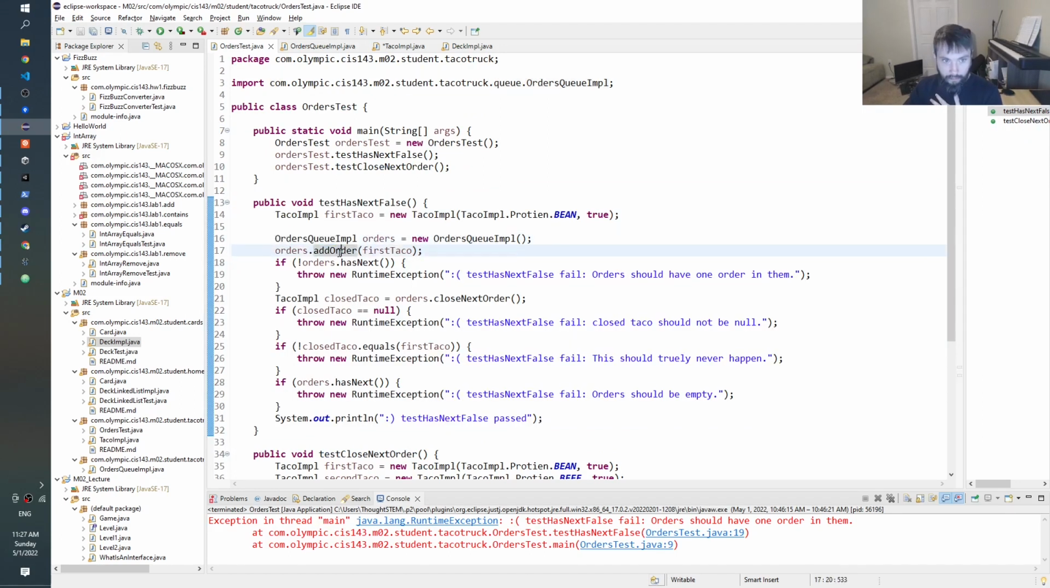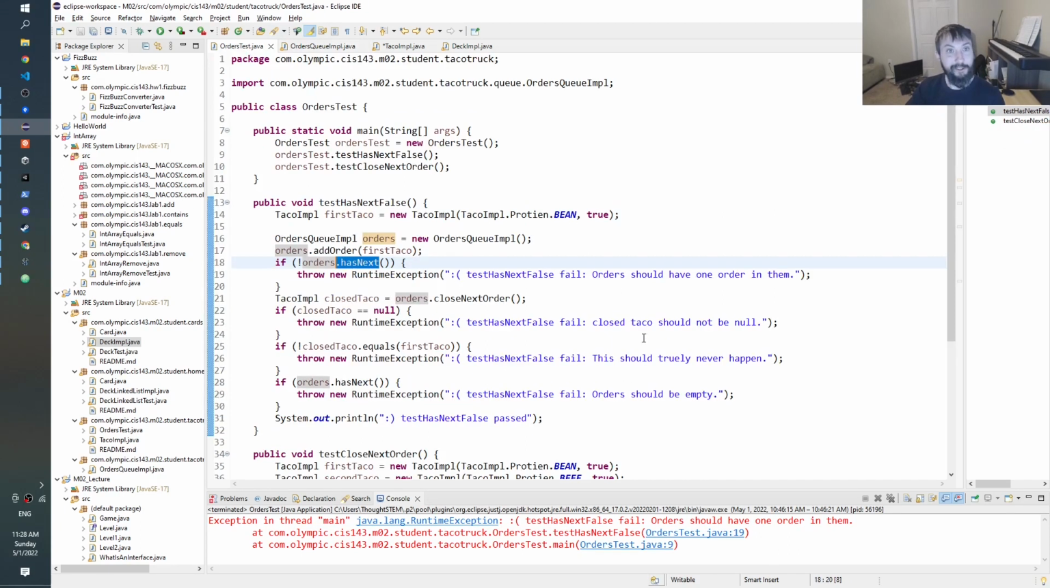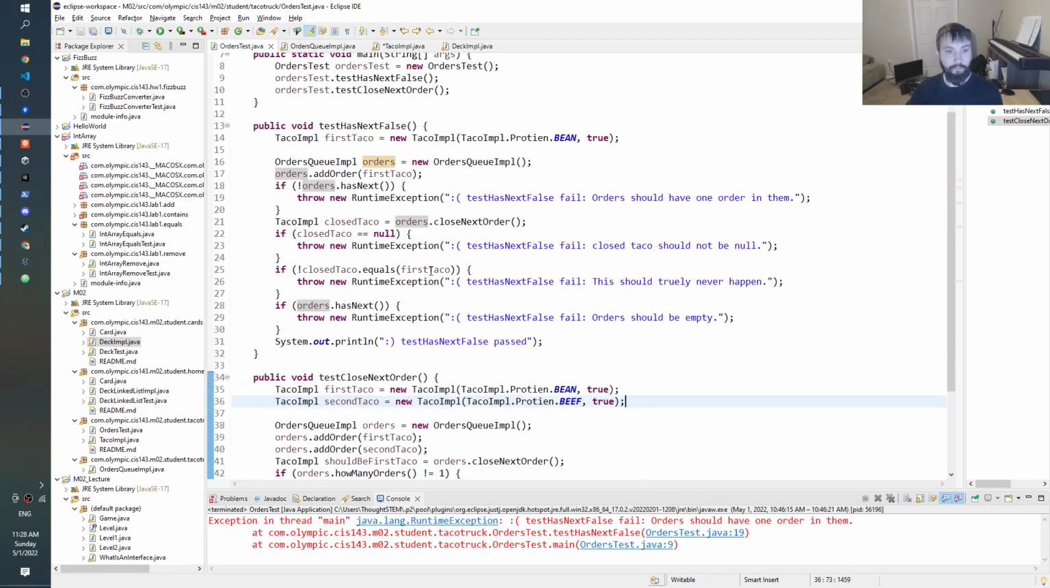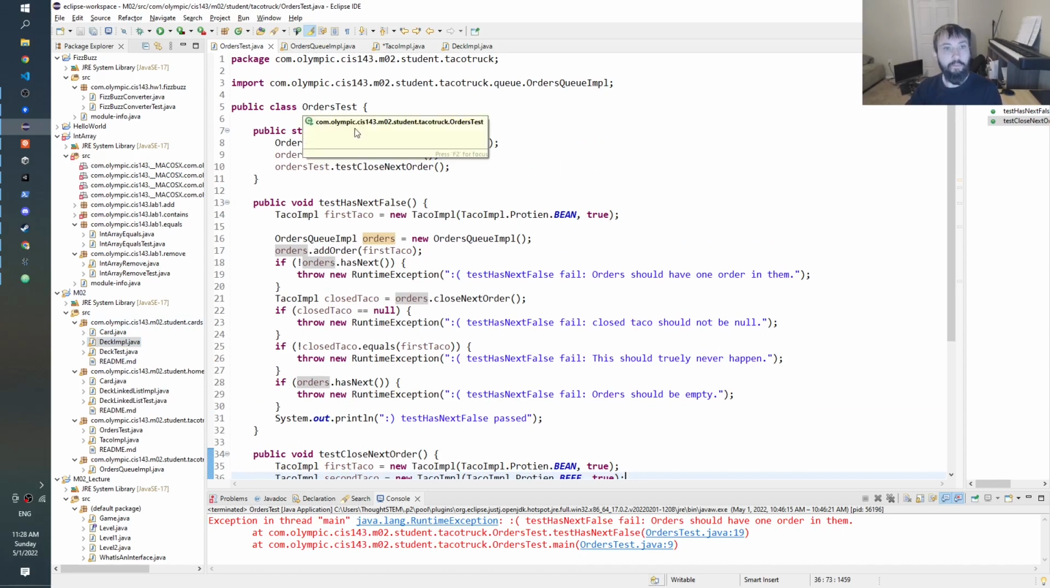So it adds an order. So it constructed a TacoImpl, constructed an OrderQImpl, added a taco to the orders, and then tested whether or not hasNext returns true or false. And I haven't implemented any of these methods, although you have, because you just did the homework. So my tests are failing, but yours are not. So in a moment we'll pop over to CardsAndDeckImpl, which is the other lab for this module.